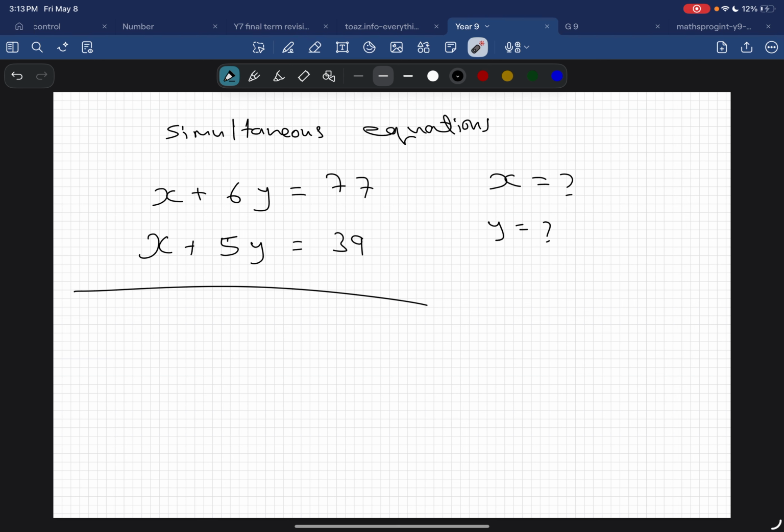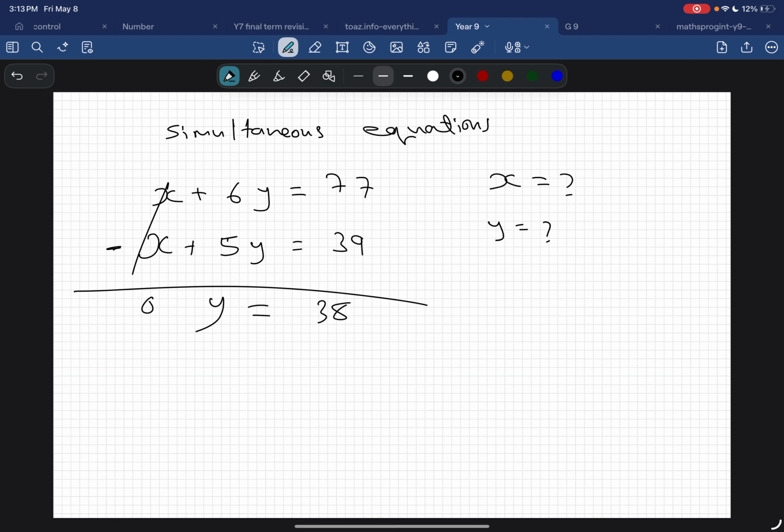And we need basically to get rid of either the x or y. In this case, we're going to get rid of the x. Very good. So we're going to subtract to do that. So x minus x is going to be 0, eliminated. 6y minus 5y is going to be just y. And we're going to have 77 minus 39, which is going to be 38. So the value of y is going to be 38, guys.